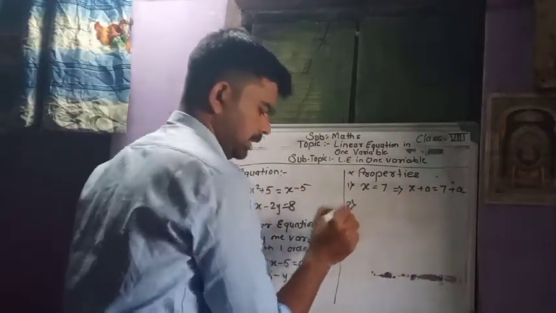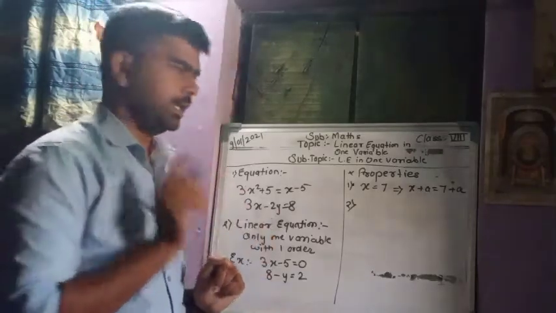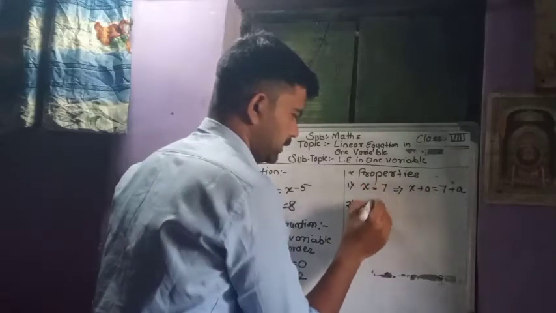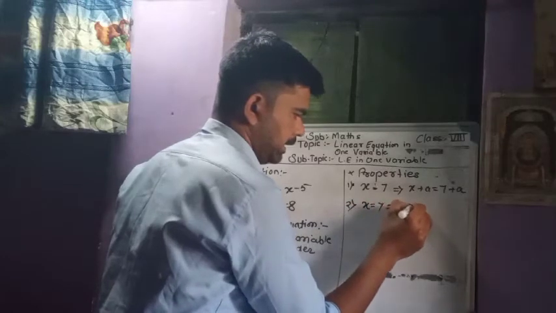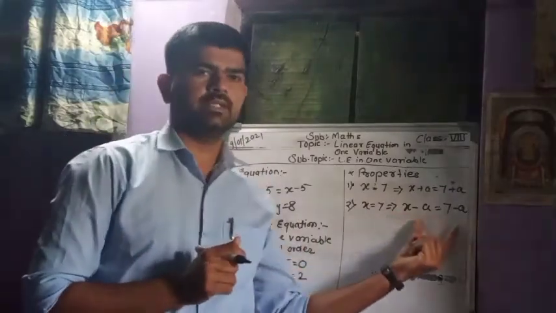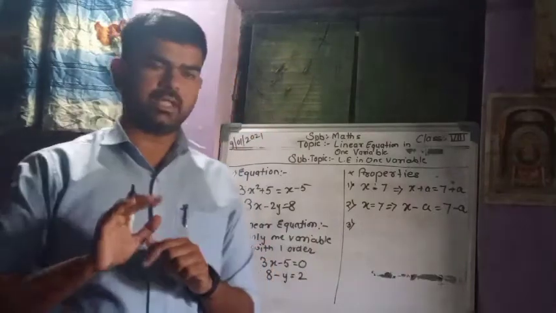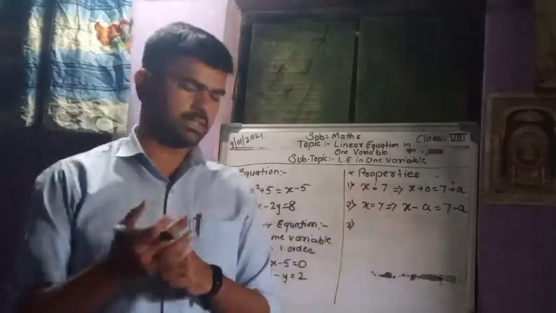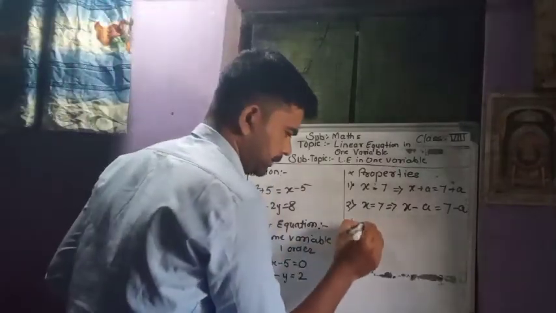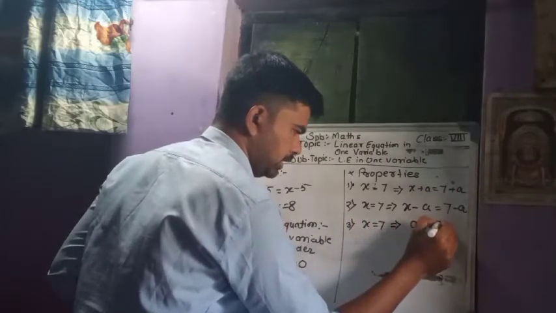The second property is that when we subtract the same quantity from both sides, we get the differences equal. Like x equal to 7, then x minus a equal to 7 minus 8. When we subtract this, we get the difference as equal. The third property is that if both sides of the equation are multiplied by the same quantity, we get the products equal. That is x equal to 7, then a into x is equal to 7a.